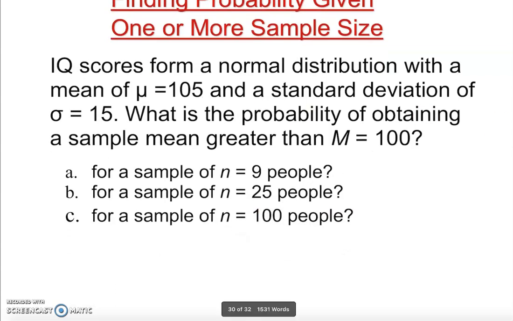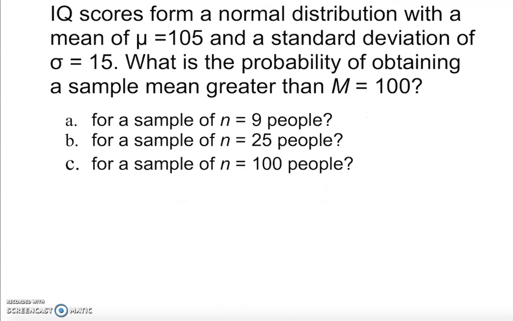I'm going to actually pull out the information, what is given versus what is not given, and work it out here. So the mean is given, which is 105. And also the standard deviation is given as 15.